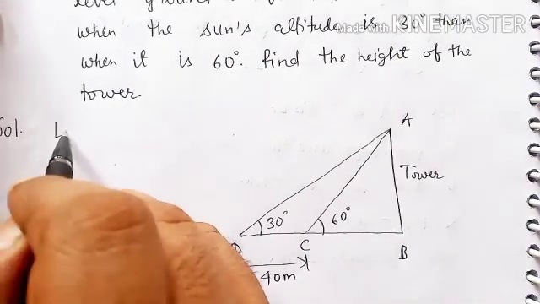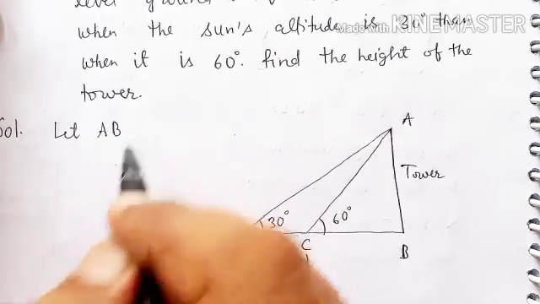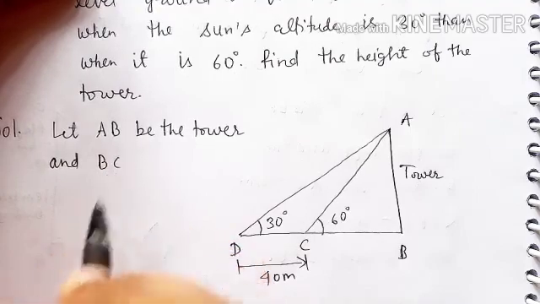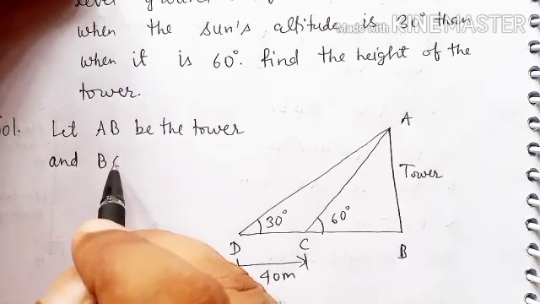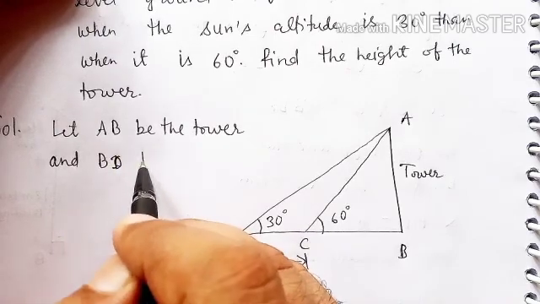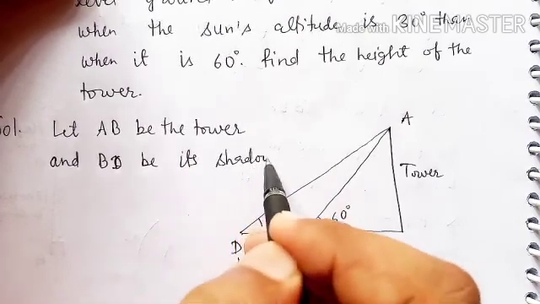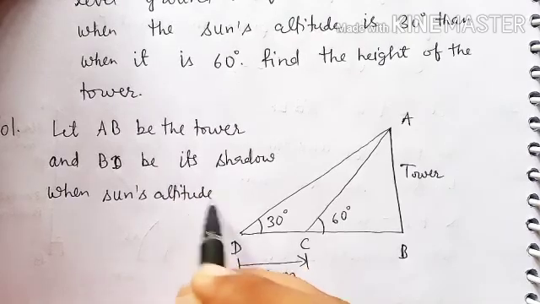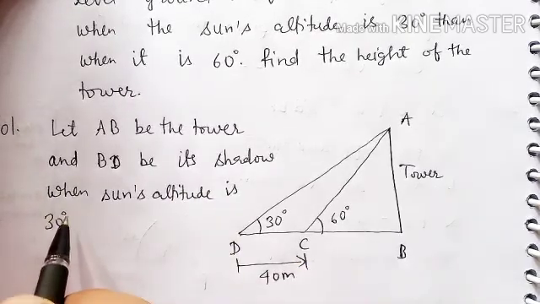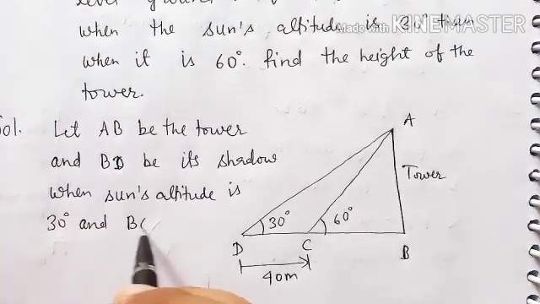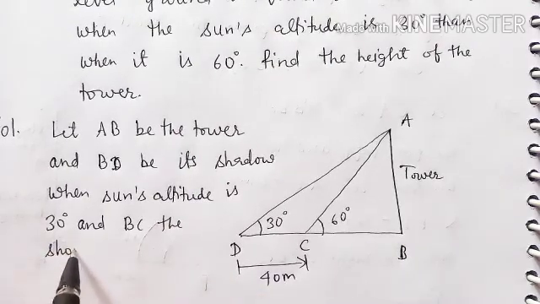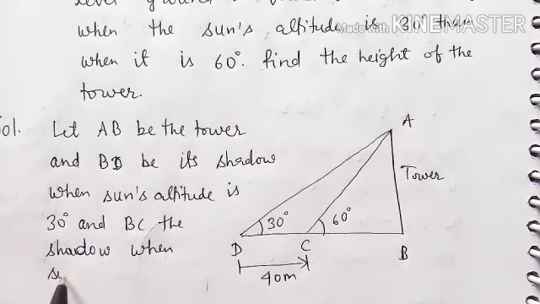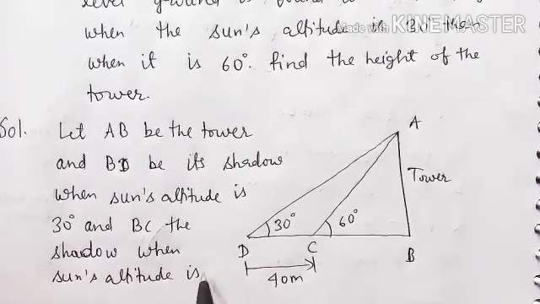Now solution. Let AB be the tower and BD be its shadow when sun's altitude is 30 degree and BC the shadow when sun's altitude is 60 degree.